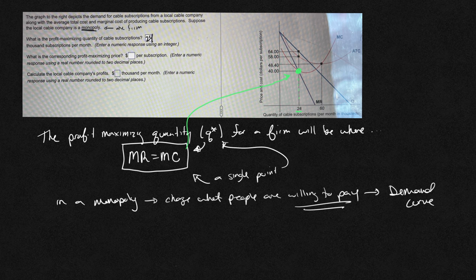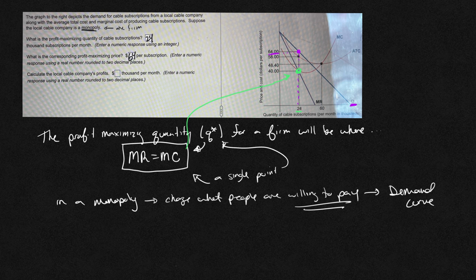So let me go ahead and get a different color here. Let's go with purple. It's going to be this point right here because I know that if I go up from 24 all the way to the demand curve, right here's the demand curve, and I go over, I'm going to see $64 is the price that I can charge. The last part is asking for the company's profits.